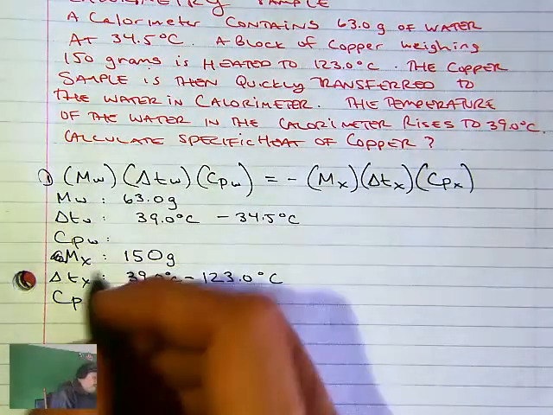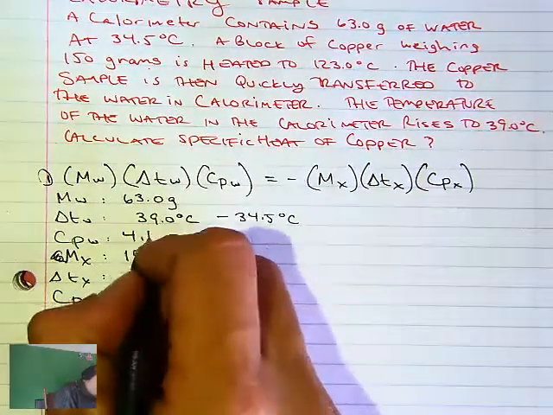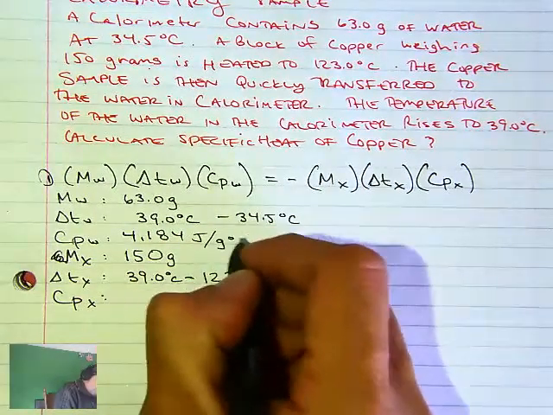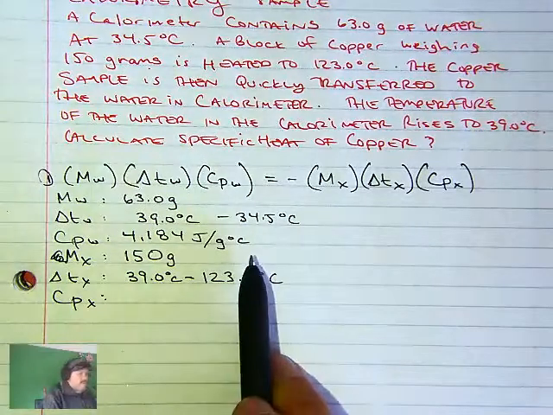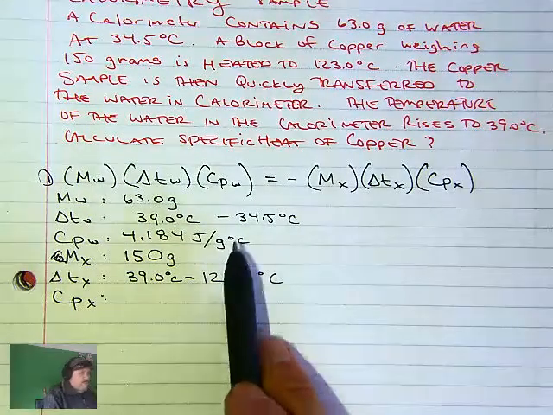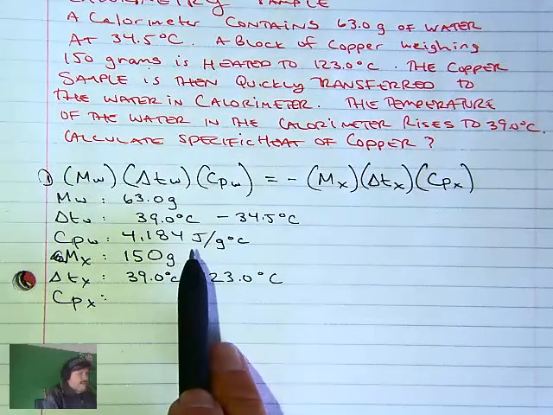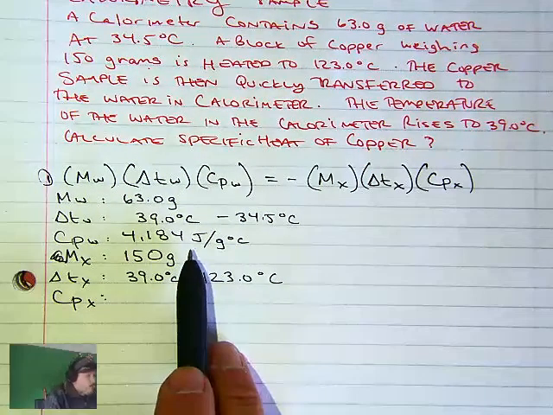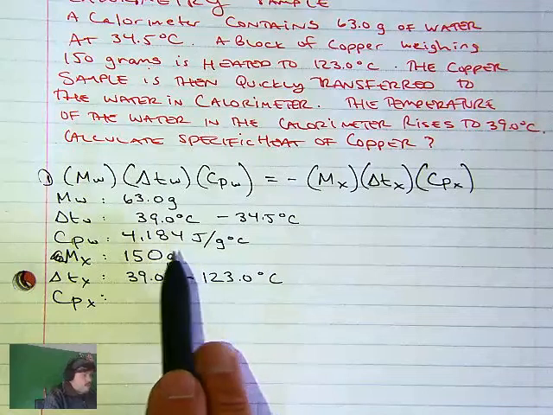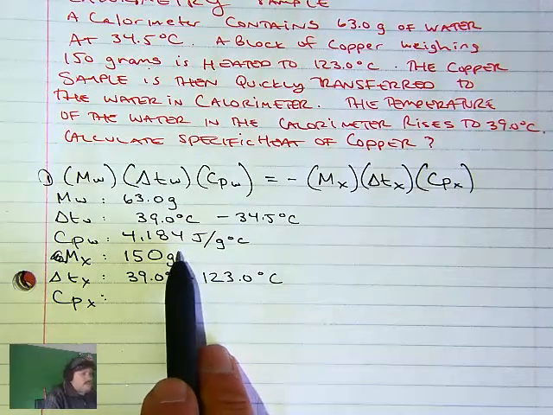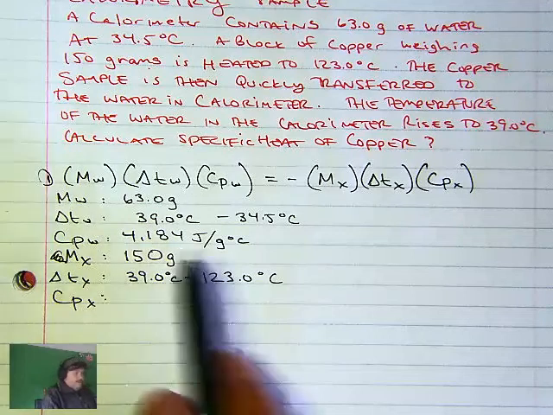I know the specific heat of water, it's 4.184 joules per gram degree Celsius. Be careful of that. They don't tell you that. But look, it's a calorimeter and it's working with water. So if it's water, you know that. And in our stuff, we always use water. So the CP of water is always 4.184 joules per gram degree Celsius. But they don't tell you that. You have to remember.